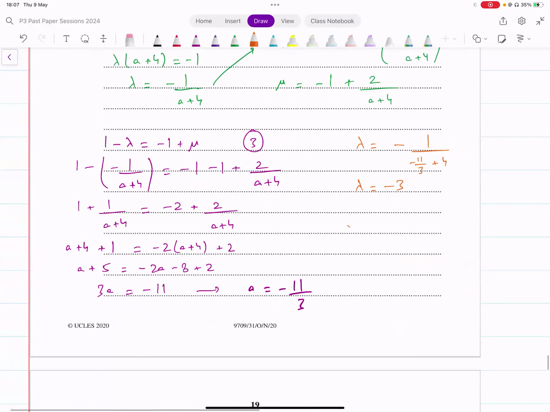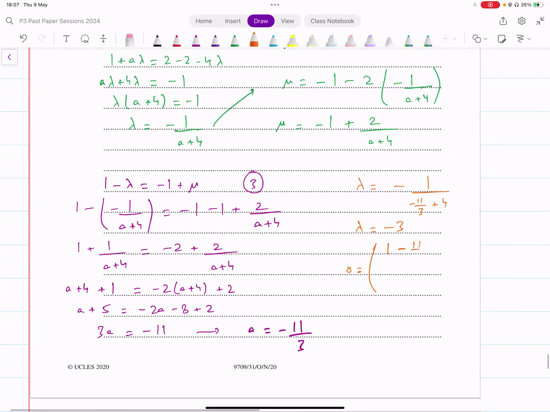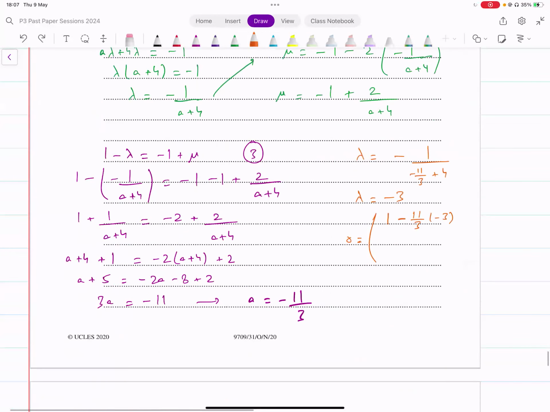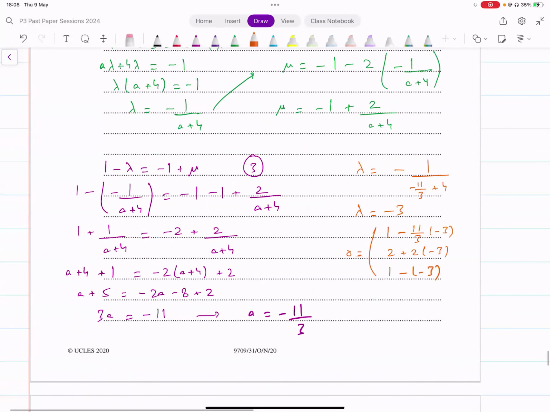If I put this in the first one, that gives me r equals 1 plus a lambda, 1 plus a, which is -11 over 3 into lambda, 2 plus 2 lambda, 2 plus 2 into -3, and then 1 minus lambda, that's 1 minus -3. The point of intersection turns out to be 1 plus 11, which is 12, 2 minus 6, which is -4, 1 plus 3, that is 4. This is the point of intersection that we were looking for.